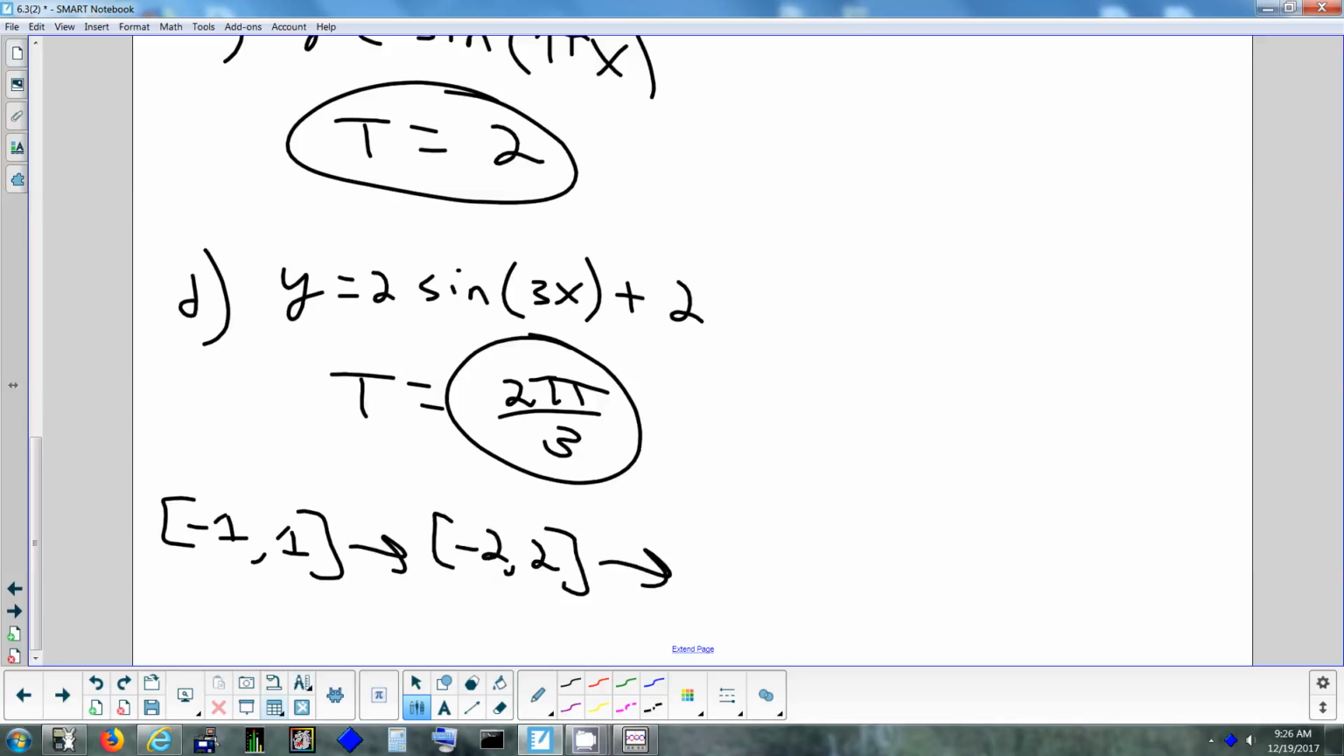But you've also done one more thing. You shifted everything up 2 units. So if you shift that interval up 2 units, what would the y values be between? Yep. 0 and 4. So I might ask you a question on the test. What is the range of that function? It's going to have 0 as a low value, 4 as a high value.